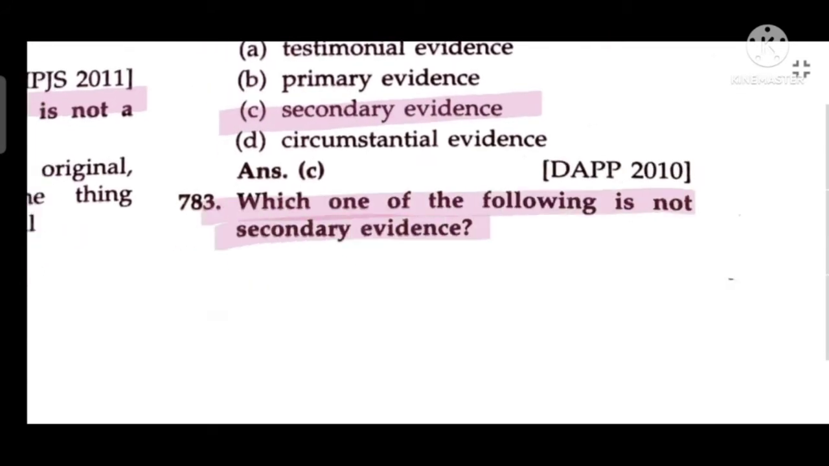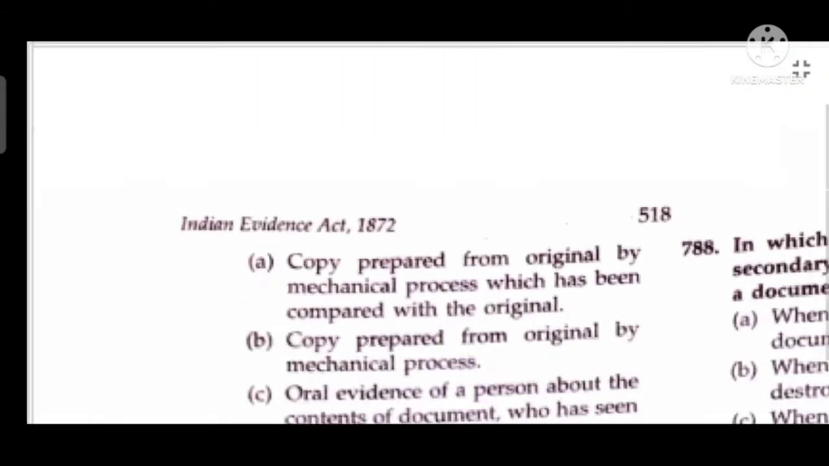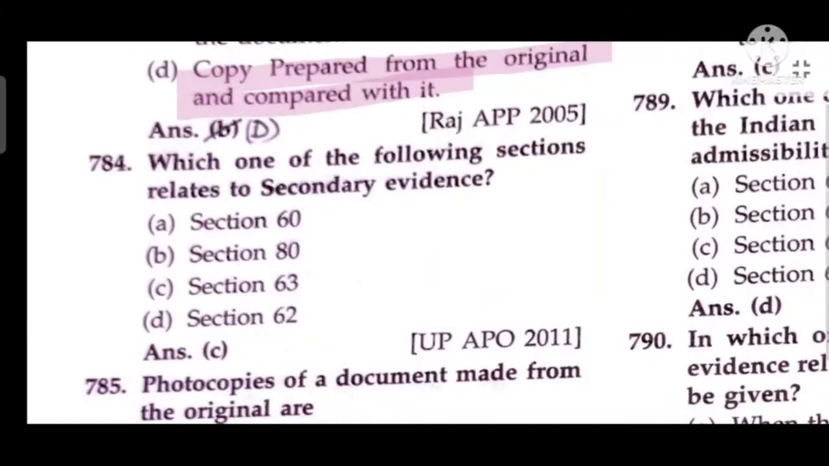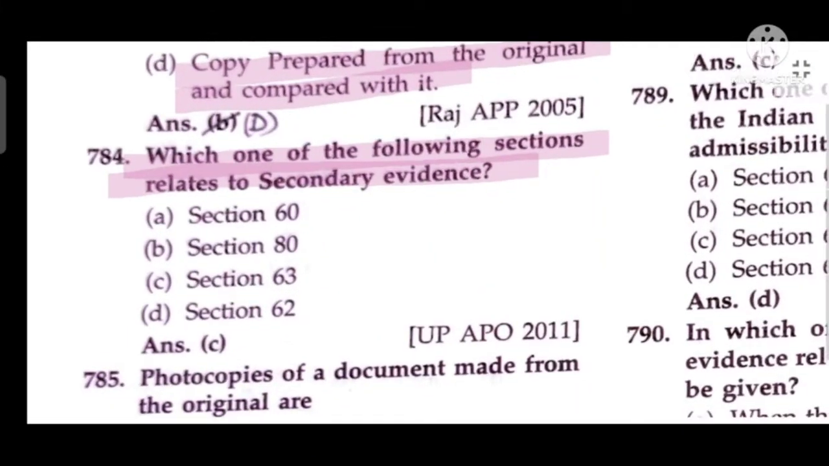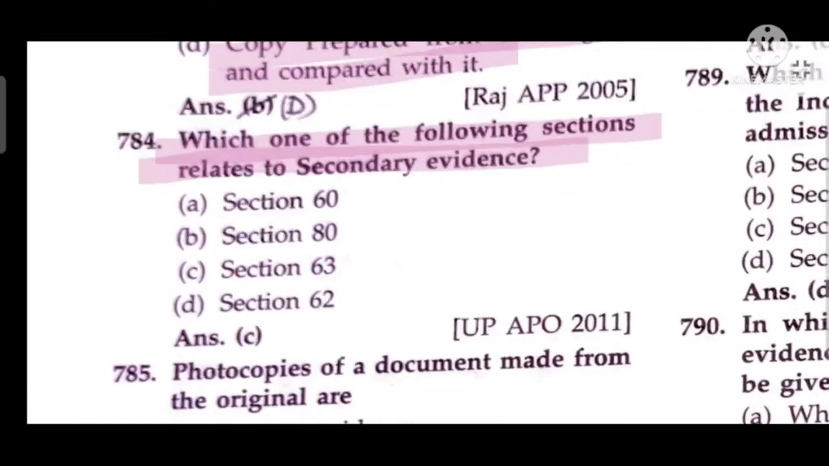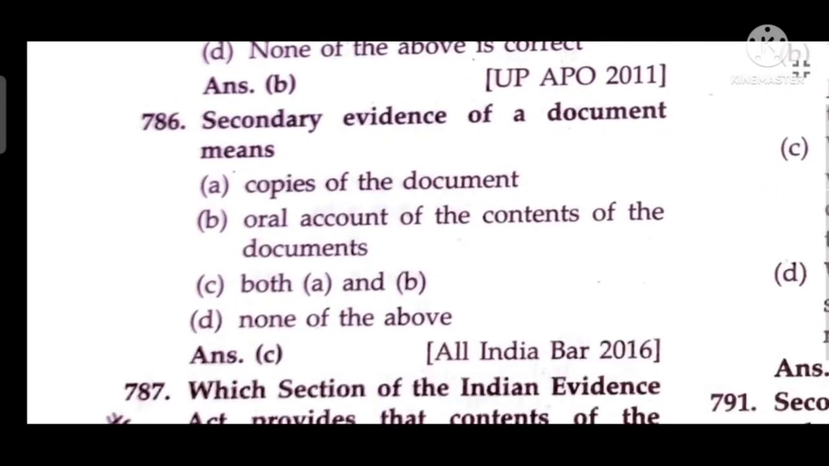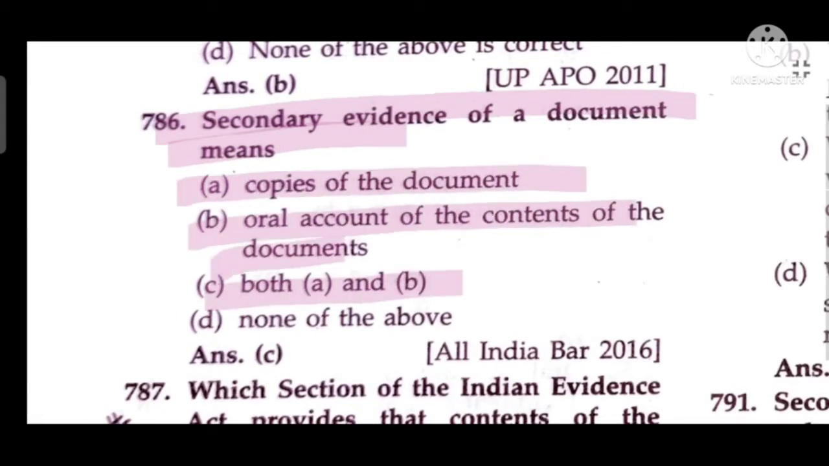Which one of the following is not a secondary evidence? Copy prepared from the original and compared with it. Which one of the following is the section related to secondary evidence? Section 63. A photocopy of the document made from the original is secondary evidence. Secondary evidence of a document means copies of the document, and oral account of the contents of the document.